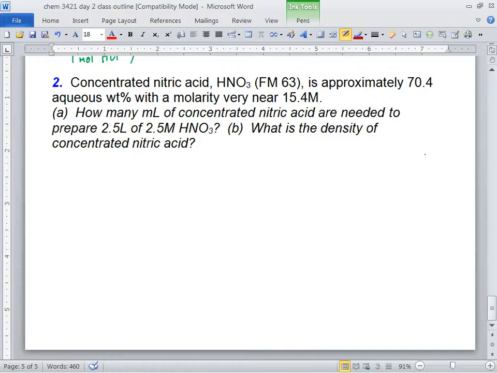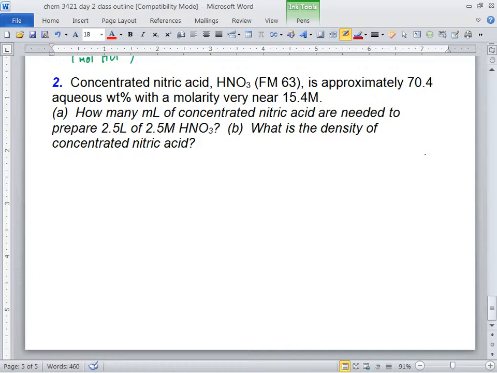Because you know Mi, you know MF, you know VF. You just have to solve for VI. You see that for part A? Now, part B will be one of those long ones that we just did. You're going to have to do a lot of converting. But part A is just a dilution problem.